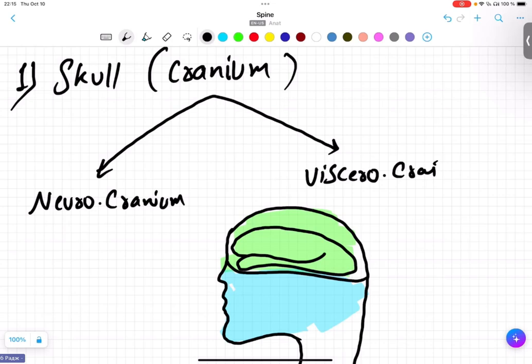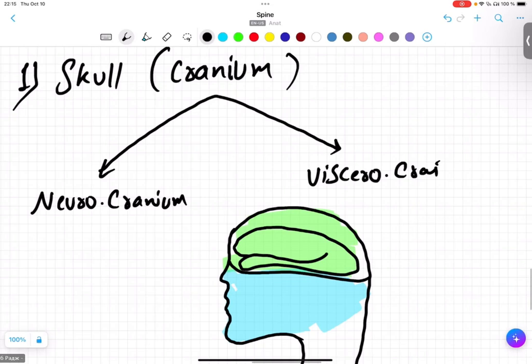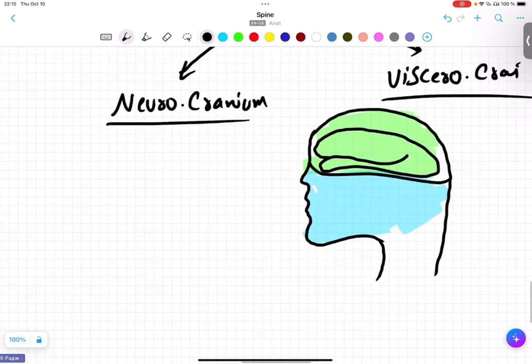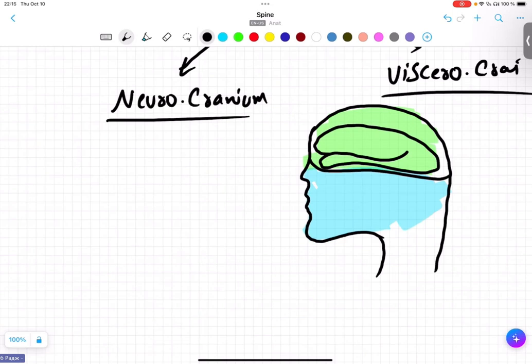It means your skull is providing protection not just to the brain but also to the visceral organs. For example, your eyes, they are present in the orbit. For example, your tongue, your glands. So you have neurocranium and you have viscerocranium. Viscerocranium is also known as facial bones. Okay, and neurocranium is also known as, what do you call it? Calvaria.